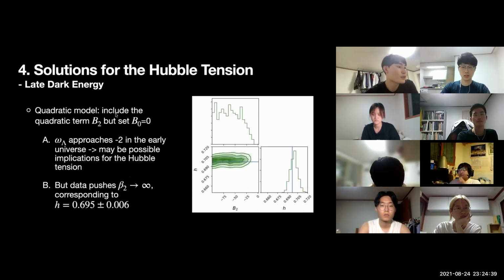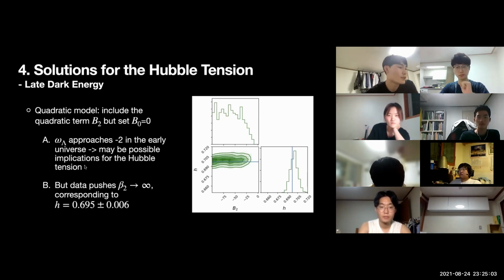And the quadratic model assumes that beta 2 is also a non-zero value, setting beta 0 equal to 0. It also could solve the Hubble tension, but the data pushes beta 2 to approach an infinite value. So the quadratic term assumption is broken, so it cannot hold.